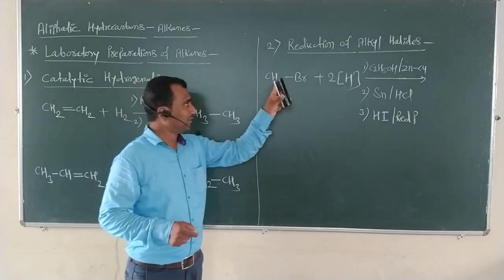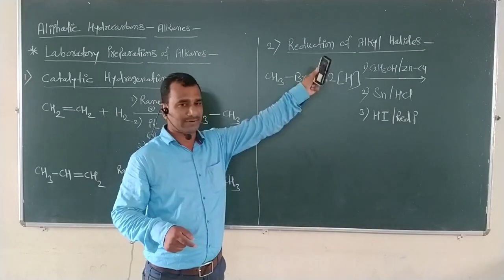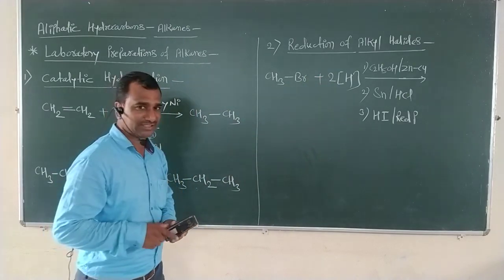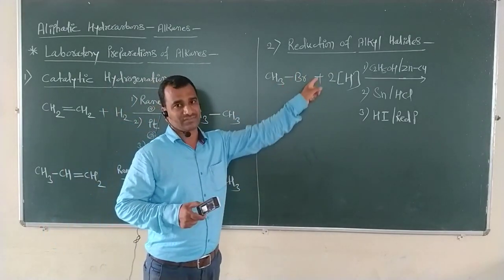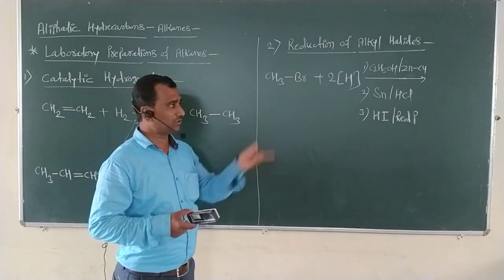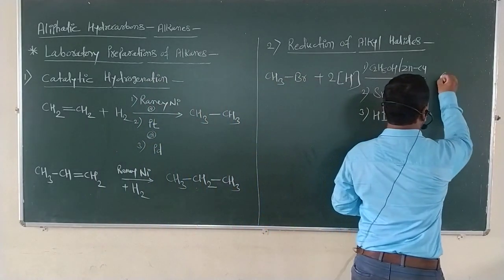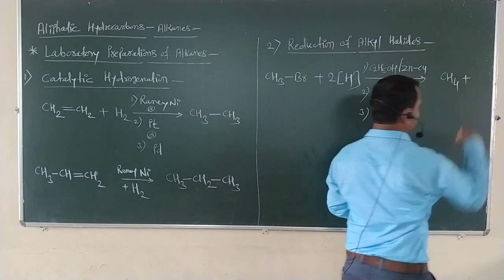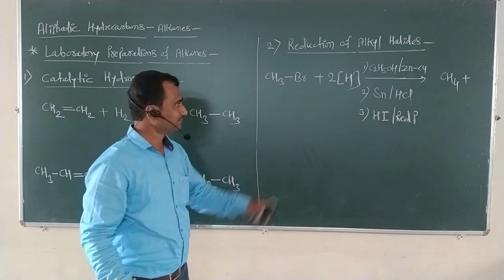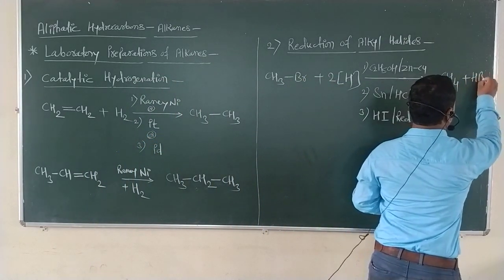So what happens when methyl bromide is reacted with 2 moles of nascent hydrogen in presence of any one of the reagents? You will get the formation of alkanes. In this method, the halogen gets replaced by one of the hydrogens, and that's why you get the alkane. We get CH4, the main product, plus another byproduct, HBr.